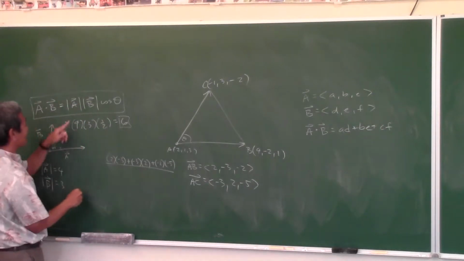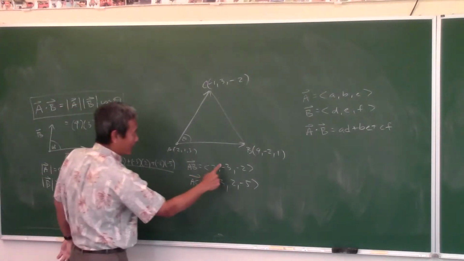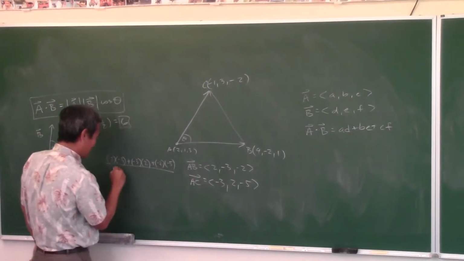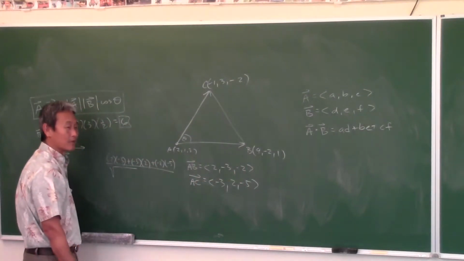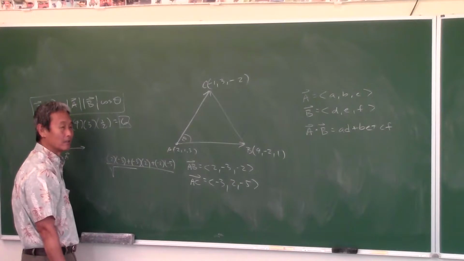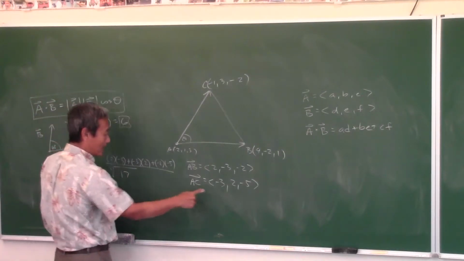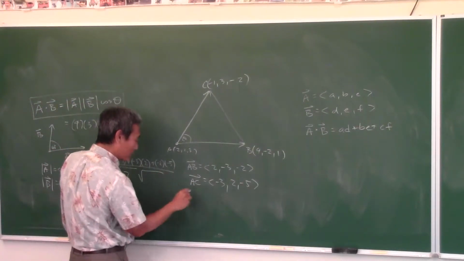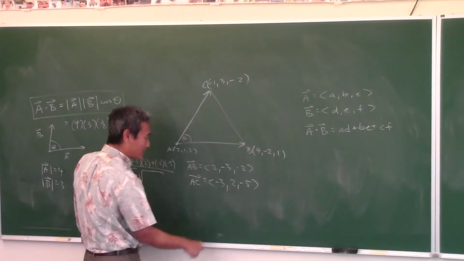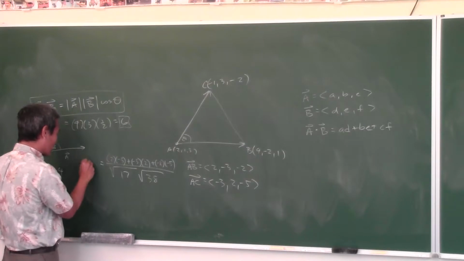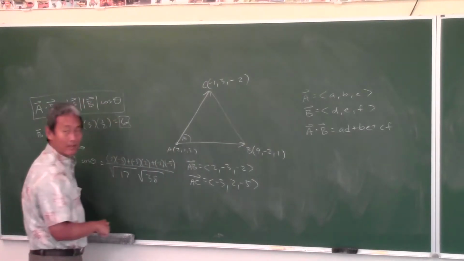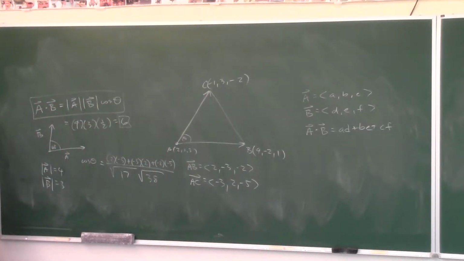So you divide that by the length of the first vector. How do you find the length of this vector? Square root of this squared plus this squared plus this squared. What is that? 4 plus 9 plus 4, 17. Root 17. And then the length of this vector is the square root of that squared plus that squared plus that squared: root 38. So that will equal the cosine of this angle. That just comes from the dot product definition.